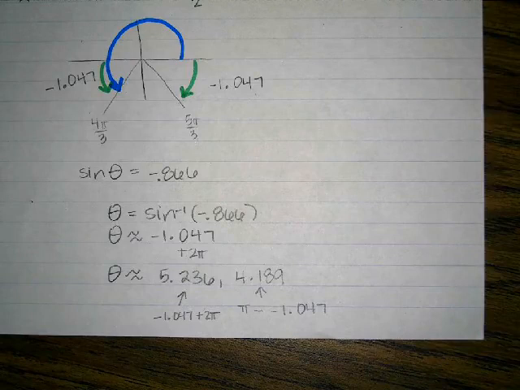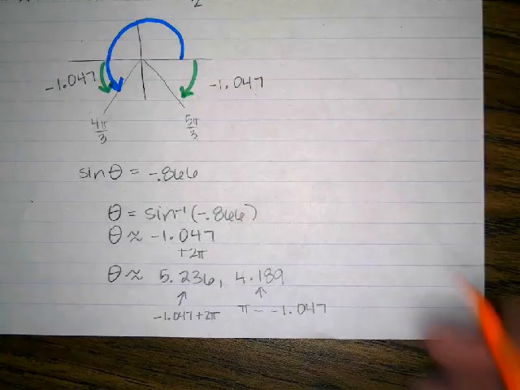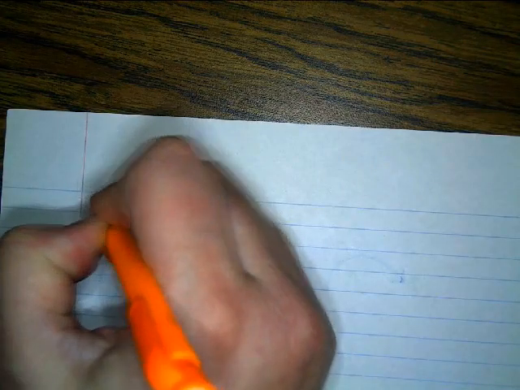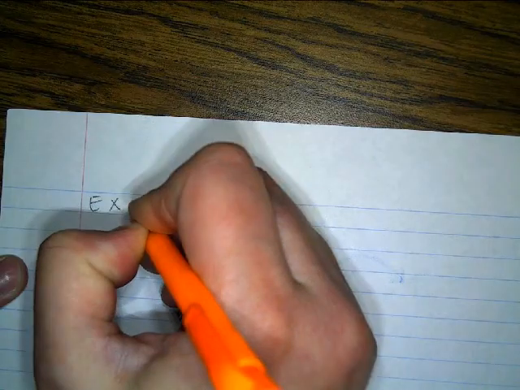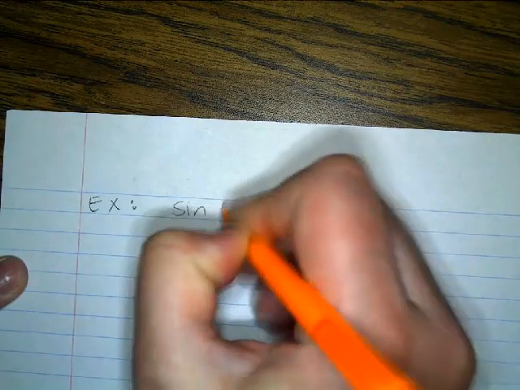Okay. All right, let's do a problem that is not a unit circle problem. So we're going to say sine theta equals negative 0.73. All right, so what do I do?